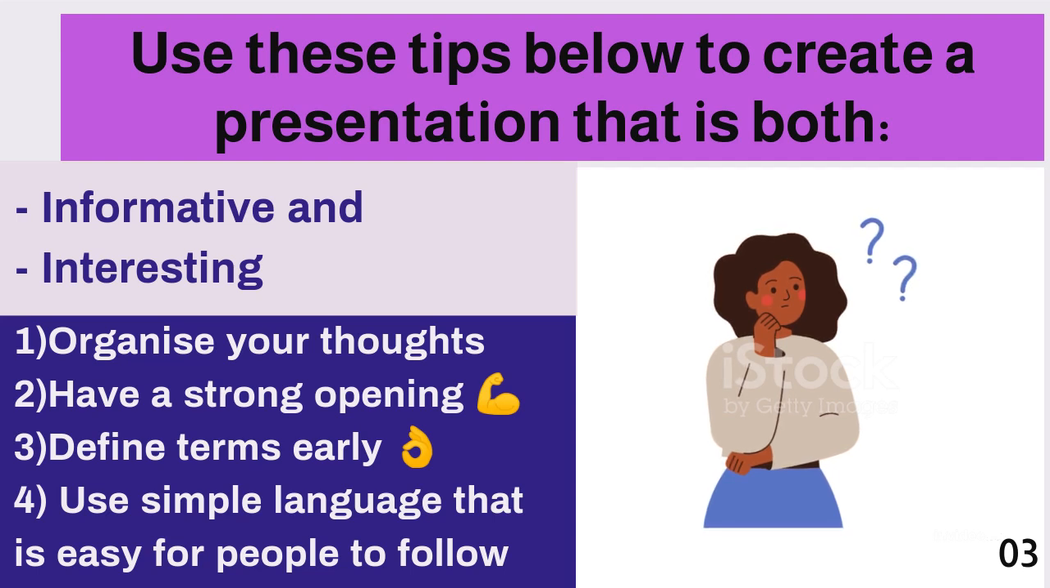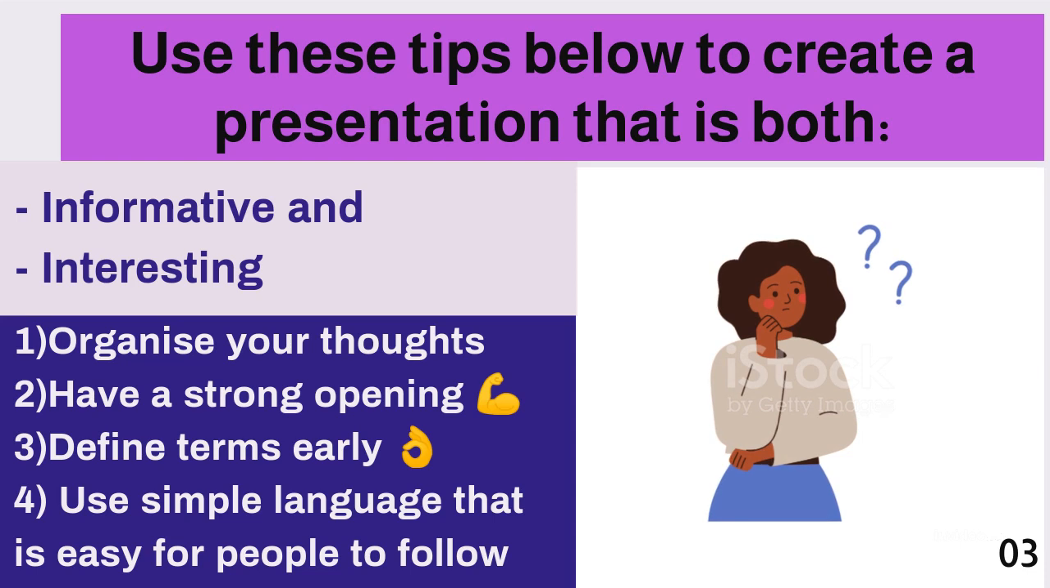If you're using terms that may be new to the audience, for instance, you have to introduce them early in your presentation. This is because once an audience gets lost in unfamiliar terminology, it is extremely difficult to get them back on track. Number four, use simple language that is easy for people to follow. This is very self-explanatory. The fifth one is to finish with a bang.